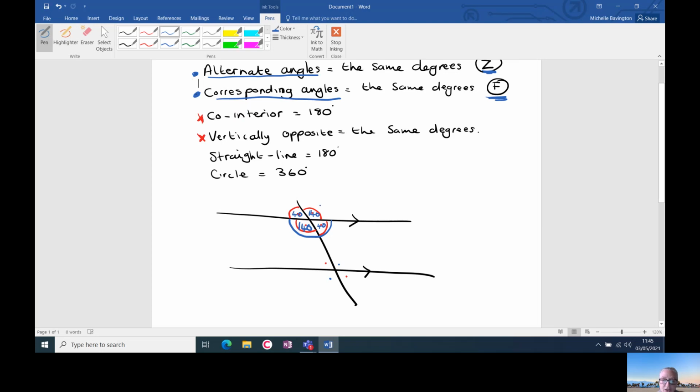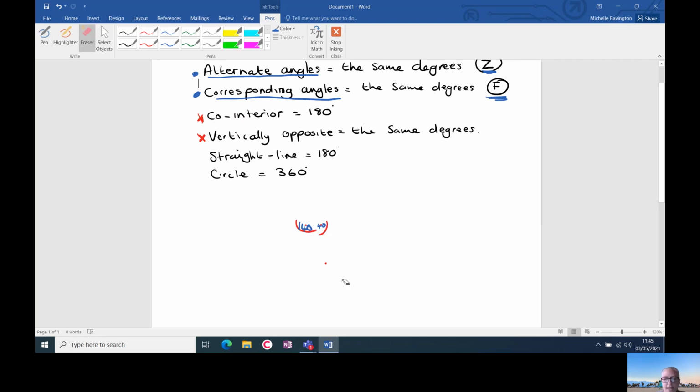And the circle all together, 280 plus 80, 360. Practice these ones. If I gave you this one, let's flip this out, you would work it out step by step.